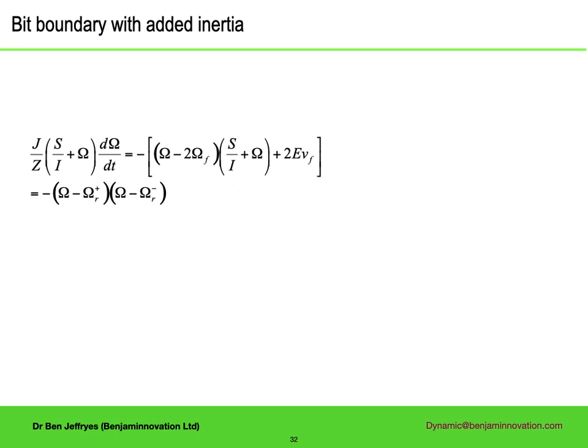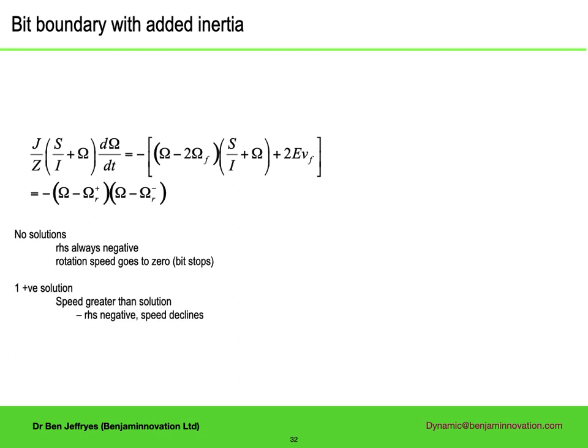Think of the situation where the bit is drilling along nicely, and then the rock type changes, so S and E have changed, and now the bit has to transition to a different rotation speed. If there are no solutions to the quadratic equation, the right-hand side is always negative, so whatever the initial rotation speed of the bit, it stops. If there is one positive solution, if the initial rotation speed is greater than this, the bit slows. If it is smaller, the bit accelerates, so the solution is stable, the bit speed moves to this solution.